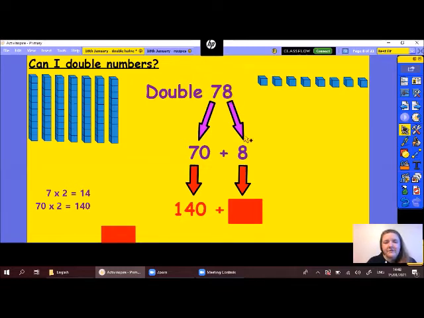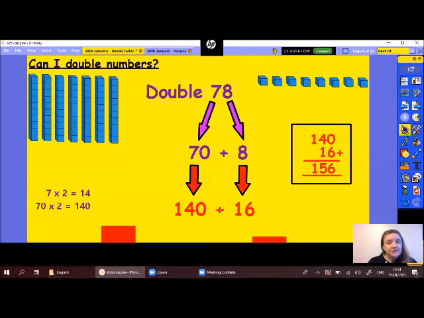How about the other side? We had 8, so we need to double 8, which makes 16. So now we have 140 and 16, which aren't quite so easy to compact back together. However, we know column addition, so if you need to, you can add your two numbers that way. Ta-da! Just like that.